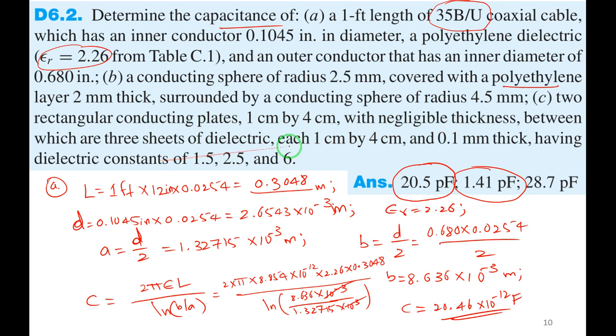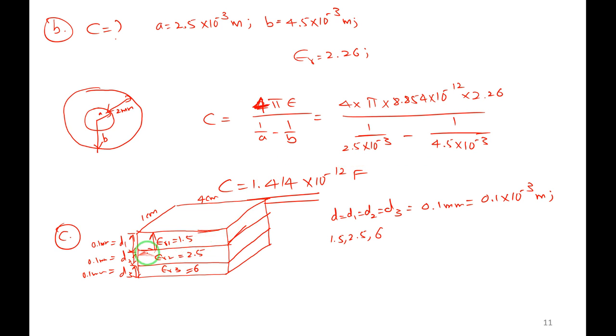Next, three sheets. Just observe the boundary. This is one dielectric material. Is the boundary parallel to the plates or not? It is parallel to the plates. So C equivalent is what we want to find out.